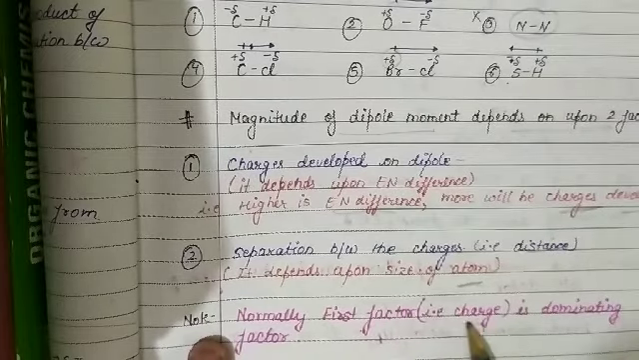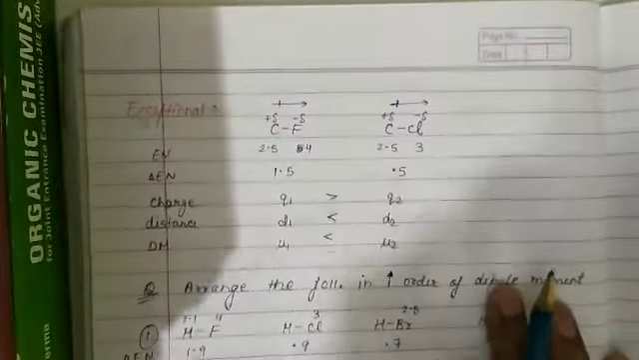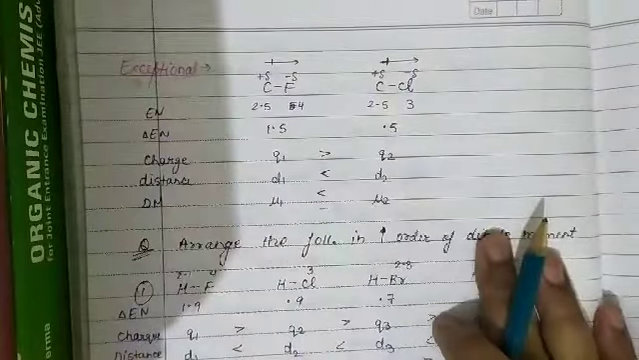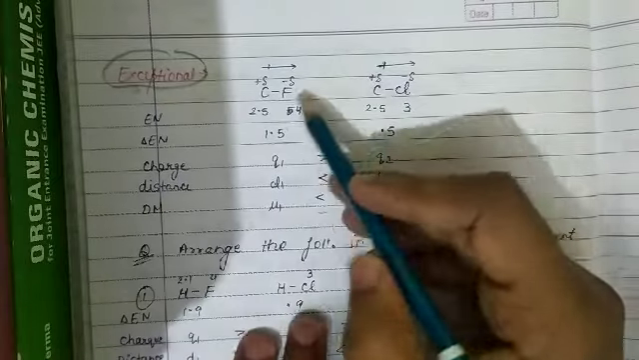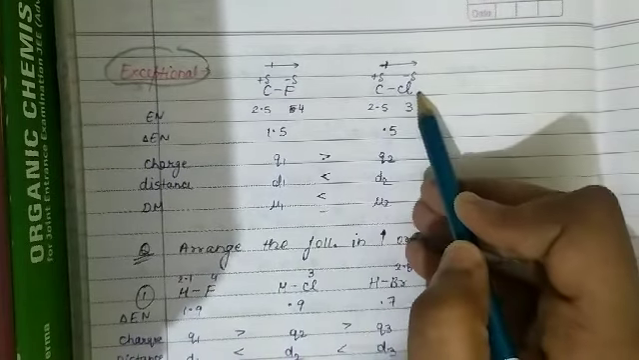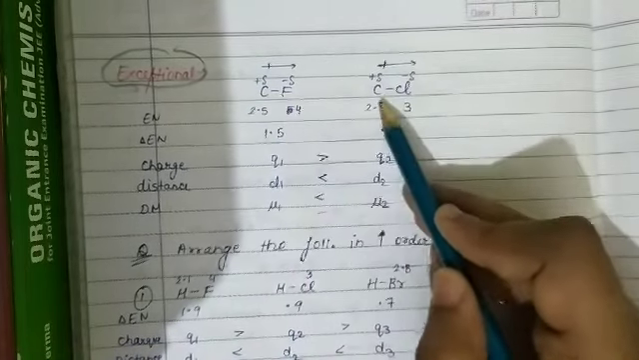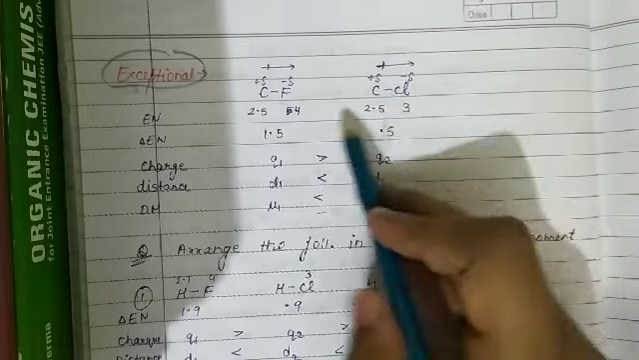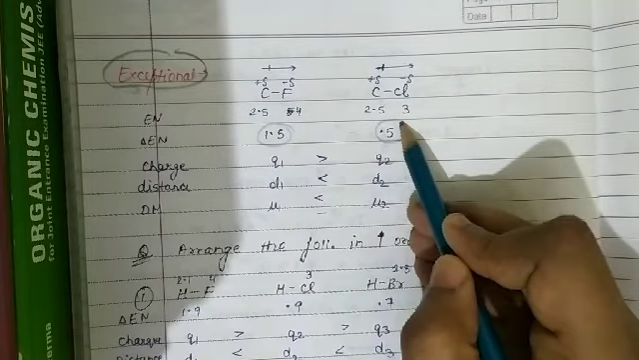Normally the first factor, charge, is the dominating factor. Normally, but not always. There is one case which is exceptional, but it is experimental. Basically it is not exceptional, it is experimental. On the basis of experimental data, when we compare carbon fluorine and carbon chlorine: electronegativity of carbon is 2.5, fluorine is 4, chlorine is 3. So the electronegativity difference is 1.5 in carbon fluorine, and 0.5 in carbon chlorine.